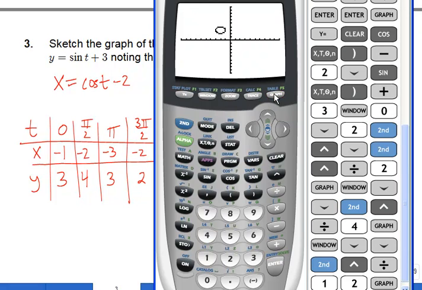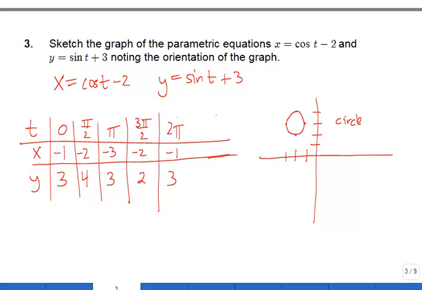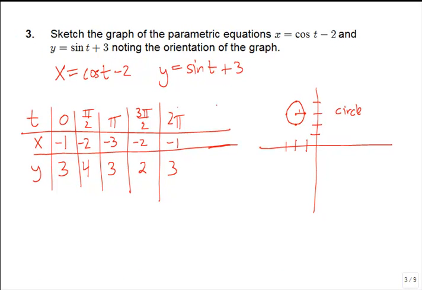The smaller you make that t-step, the more accurate the graph is going to get, and the more circular shape it's going to have. So you do have to be careful, especially on your calculator, that you are looking at your graph correctly and using the right t-steps. Okay, let's take a look at the next example.